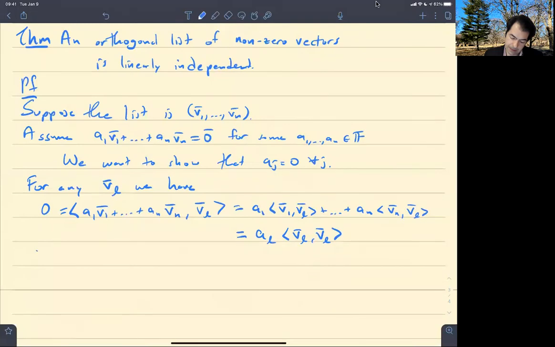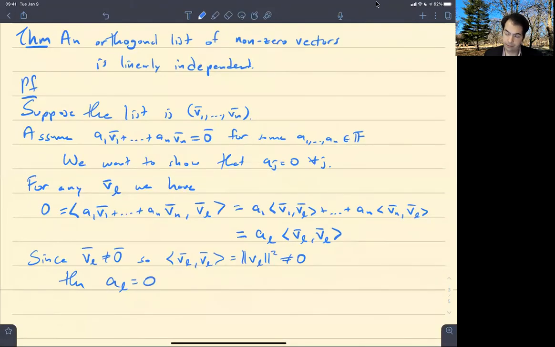Since VL is not equal to 0, the inner product of VL with VL, which incidentally is the norm of VL squared, is not 0, then AL must be 0. And since this was true for any VL, we're done. We've shown that all of the coefficients have to be 0. Great, so our geometric intuition works there. Orthogonal vectors are linearly independent.